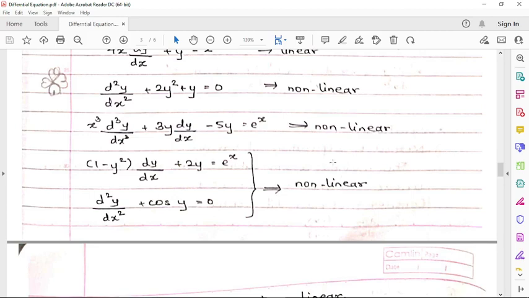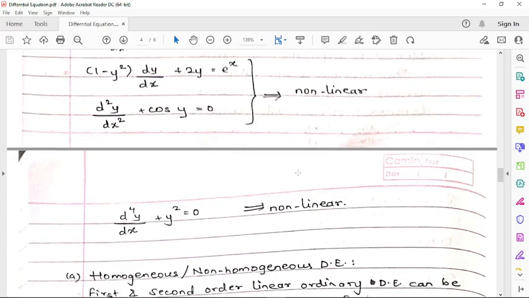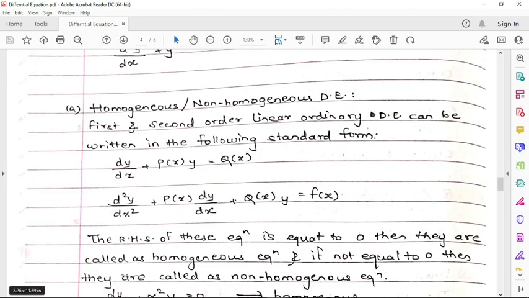Okay, so these two equations are up to you. Three equations: 1, 2, 3. Then the fourth type: some equations are called homogeneous and some are called non-homogeneous differential equations. So how to identify?